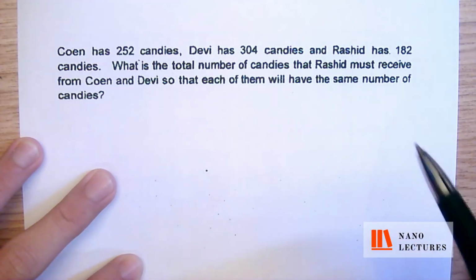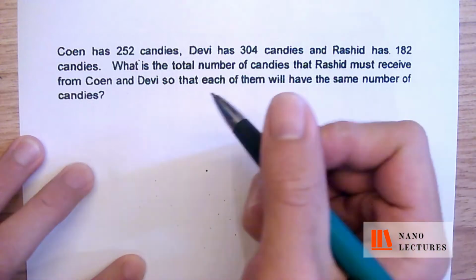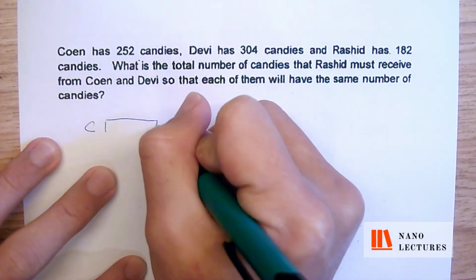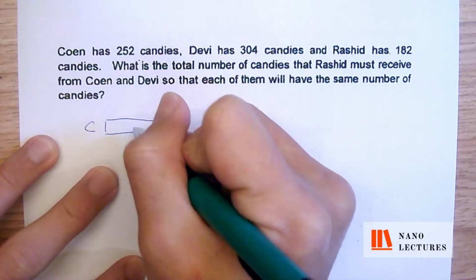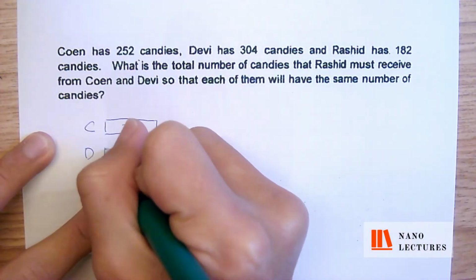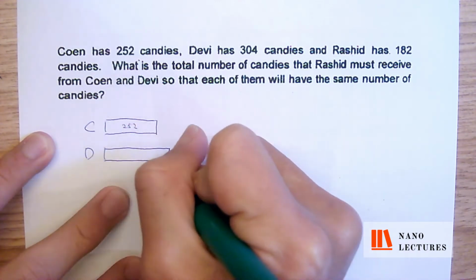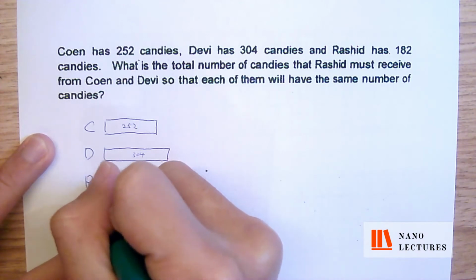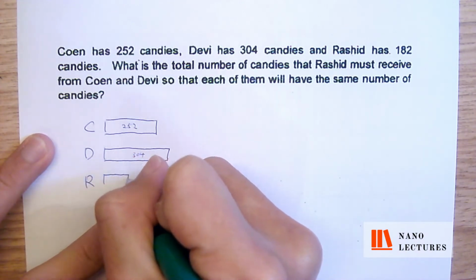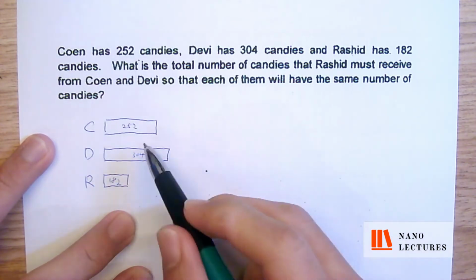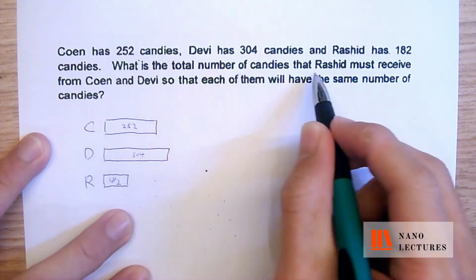Okay, so same thing, we have to visualize it, so we're going to draw a model. So we know that Cohen has 252, so 252 over here, and Devi has the most, which is 304, and then Rashid has the least. This will be 182.